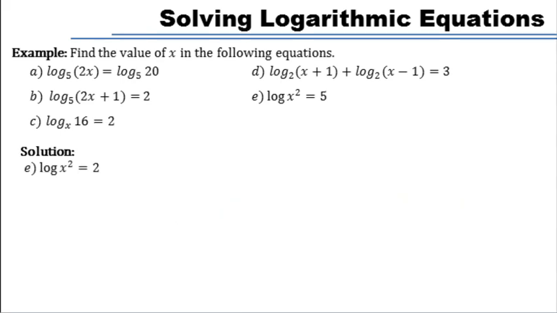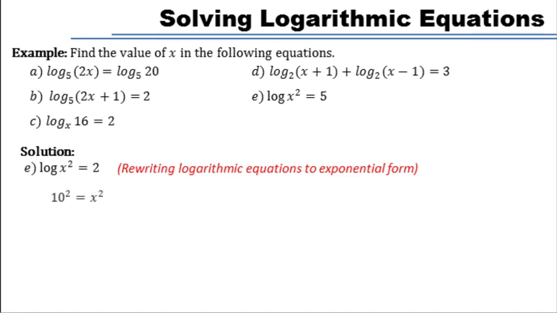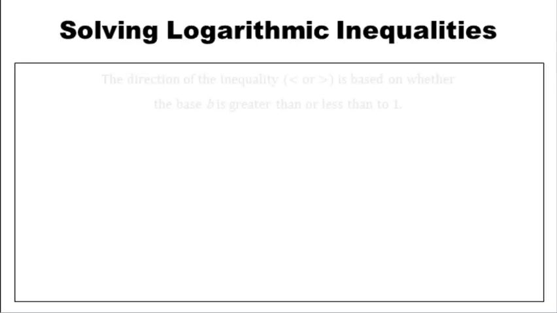Letter E, logarithm of x squared is equal to 2. We write it into exponential form. So, ang base natin dyan, kahit hindi natin nakikita dahil yan ay common logarithm, ay 10. So, 10 squared is equal to x squared. So, what could be the x? Dyan, magsulat tayo ulit ng radical sign in both sides para makancel yung squared dun sa x. So, square root of 10 squared is equal to square root of x squared. Therefore, our x is equal to 10.